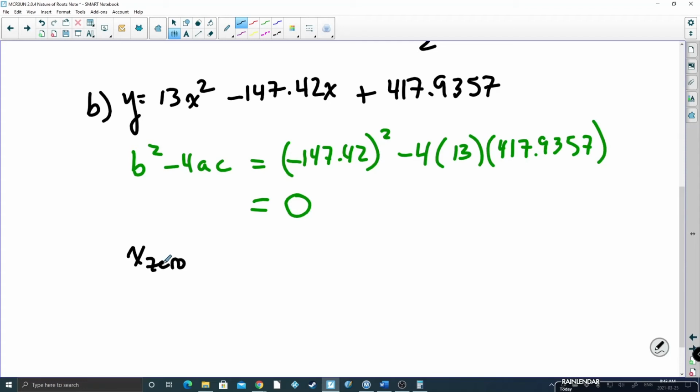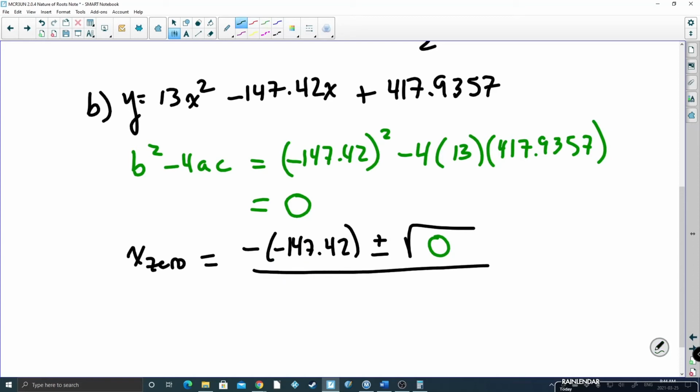Well, if you actually calculate your zeros with the quadratic formula, so minus b, so b is negative here, so I'm just going to write it out as minus negative, but you know that's going to become a plus. So you could skip that step in your head and just change it into a plus. Plus or minus the square root of 0. And this is the key point right here. And that's all divided by 2a.